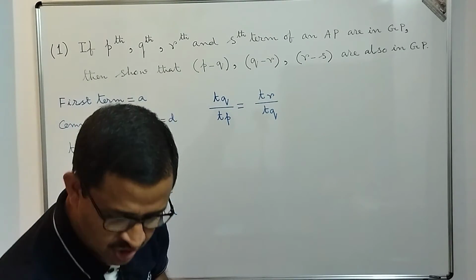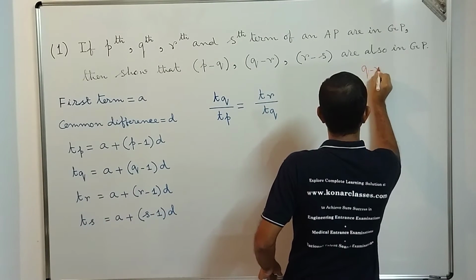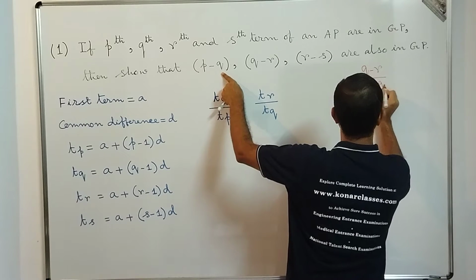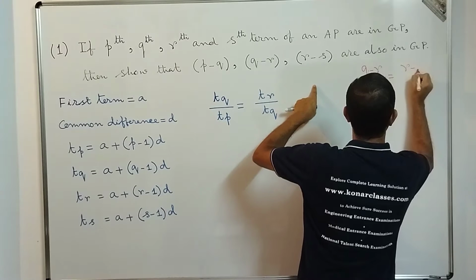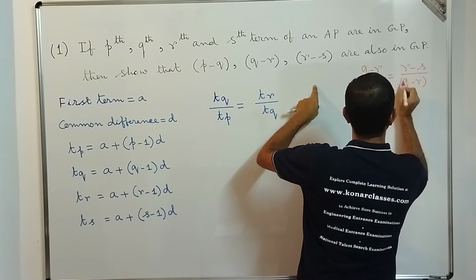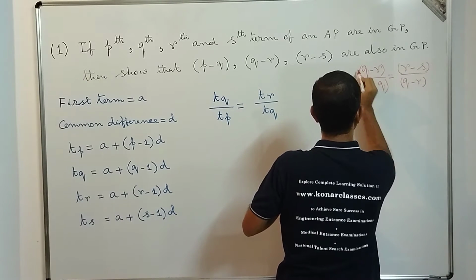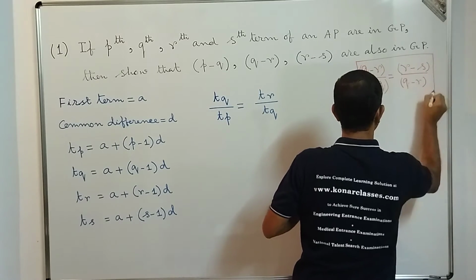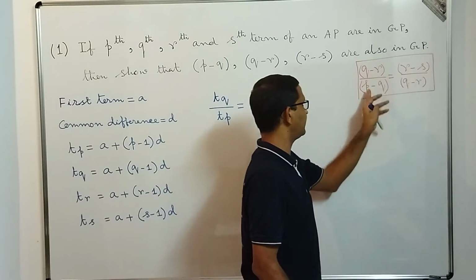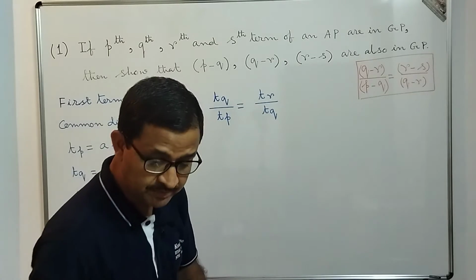That means we need to prove that Q minus R divided by P minus Q is equal to R minus S divided by Q minus R. This is the thing we need to prove, what I mentioned here in this red color. So from this information we need to bring the terms like Q minus R, P minus Q and R minus S. So how to bring that one?